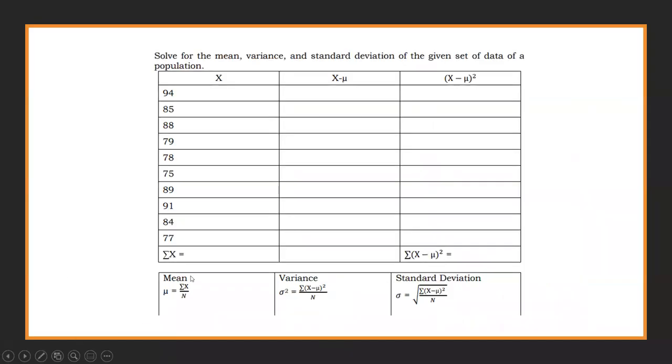Okay. So, let's try to solve for the following. Ito na po yung ating mga formula na gagamitin. Okay, ito na yung mga formula na gagamitin natin. So, let's follow muna natin doon. Okay. So the first thing to do is to divide to find the mean. Tandaan natin, ang mean pa rin, pare-pareho lang yon. Ia-add natin ang lahat bago i-divide.